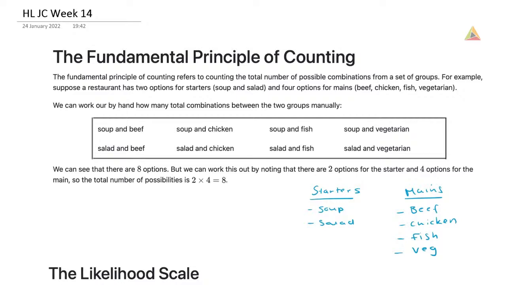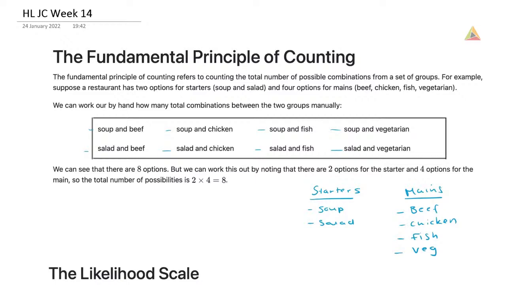So if we look at the selection here, first is soup and beef, second is soup and chicken, soup and fish, soup and vegetarian. Then we have salad and beef, salad and chicken, salad and fish, or salad and vegetarian. So we can see that there are 8 options, but the way we worked this out is that there were 2 options for starter and 4 options for the main. So the total number of possibilities is 2 by 4.